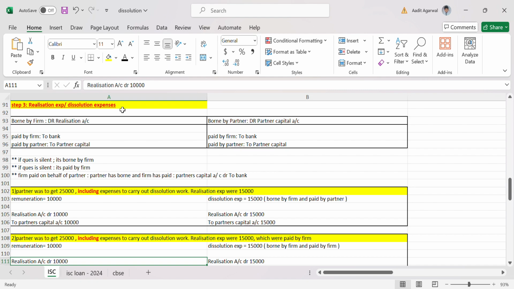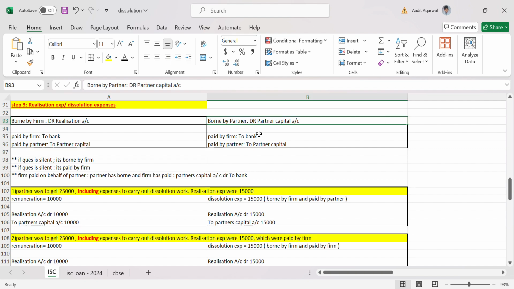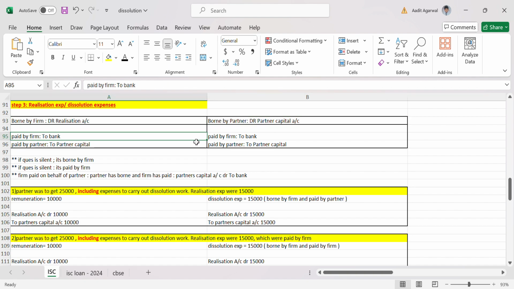For realization or dissolution expenses, you need to check in the question who is bearing those expenses and who is paying those expenses. If the expenses are borne by the firm, you need to debit realization account. And if the realization expenses are borne by the partner, you need to debit the partner's capital account. Then you need to check who is paying for these expenses. If firm is paying for the expenses, you need to credit bank. But if partner is paying for the expenses, you need to credit the partner.